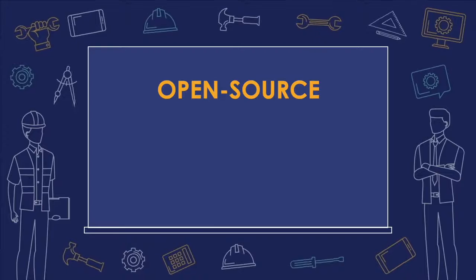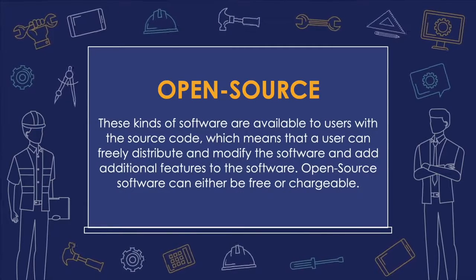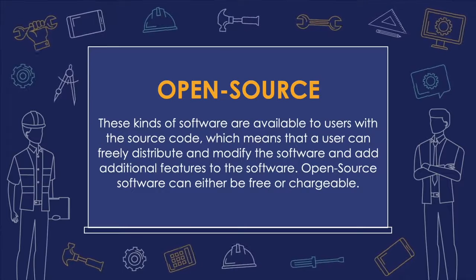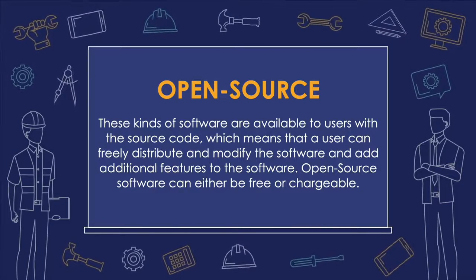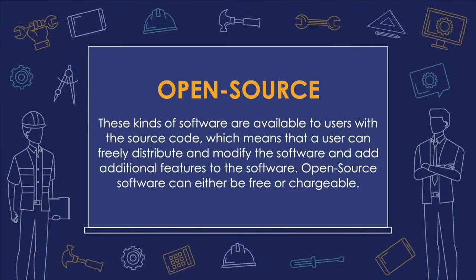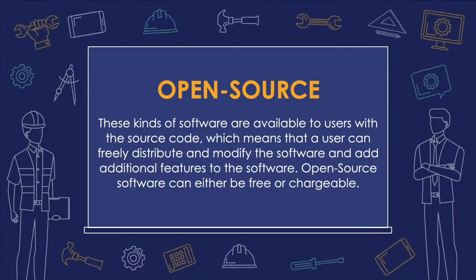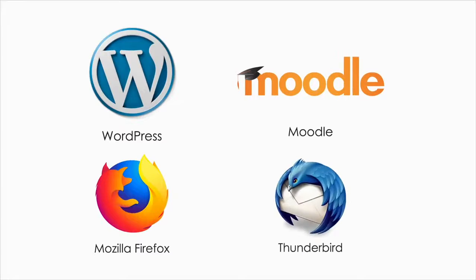Number 3, open source. This kind of software is available to users with a source code, which means that a user can freely distribute and modify the software and add additional features to the software. Open source software can either be free or chargeable. Some examples of open source software are WordPress, Moodle, Mozilla Firefox, and Thunderbird.